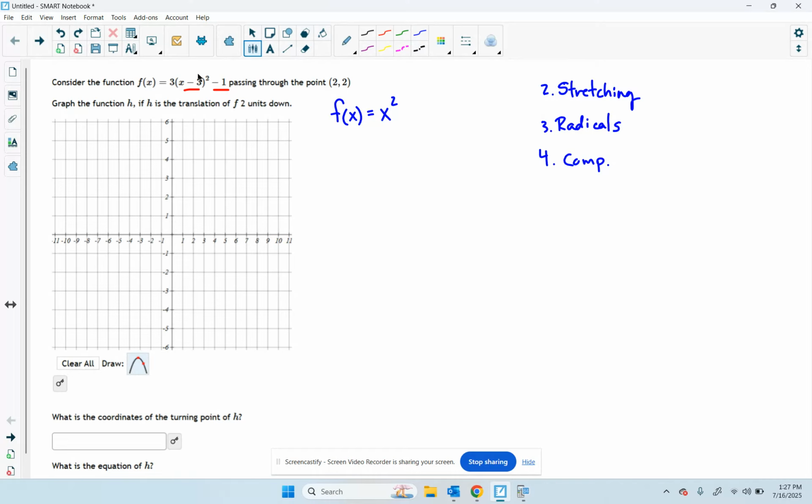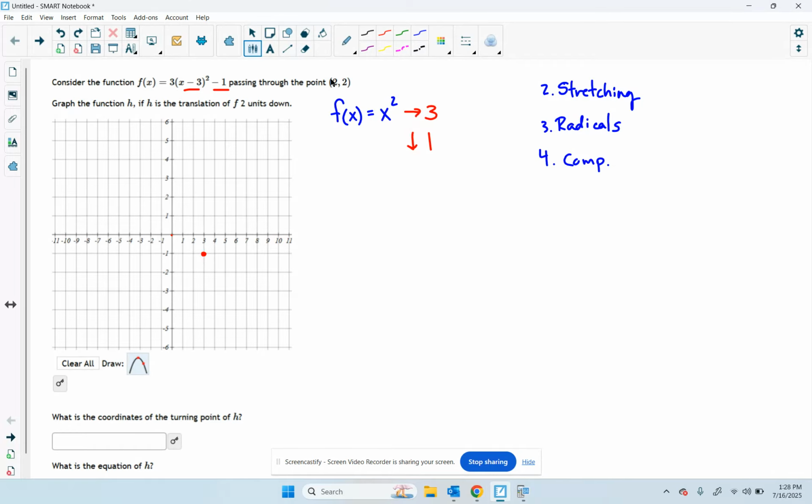So anything happening inside the function is a horizontal shift. So this minus 3 you would think would move me left 3, but horizontal always occurs opposite. So this is going to actually shift right 3 because of the minus. And the minus 1 outside will work the way you think it's going to work, and it'll go down 1. So instead of starting at the vertex, I'm going to go over 1, 2, 3, down 1. I'm going to start here.